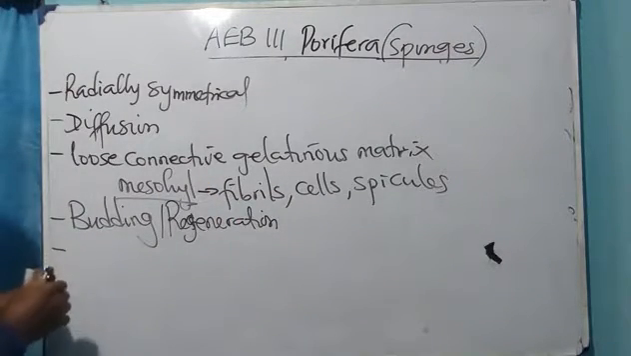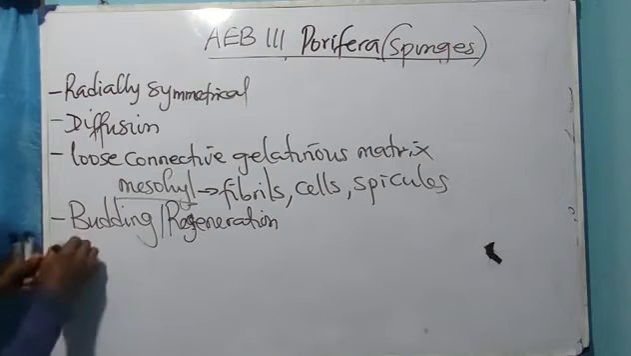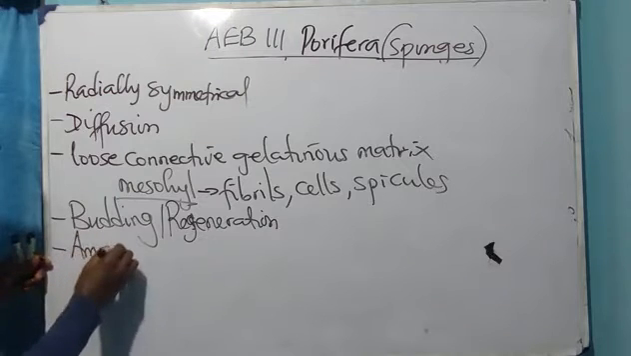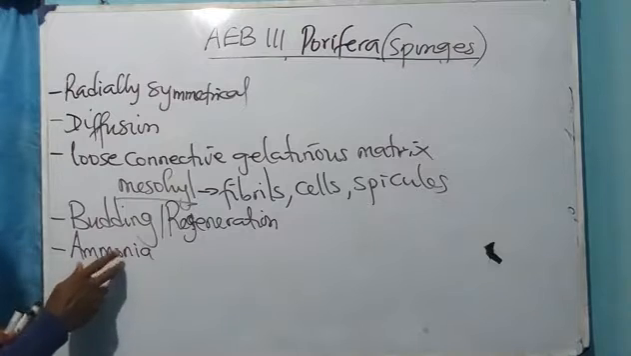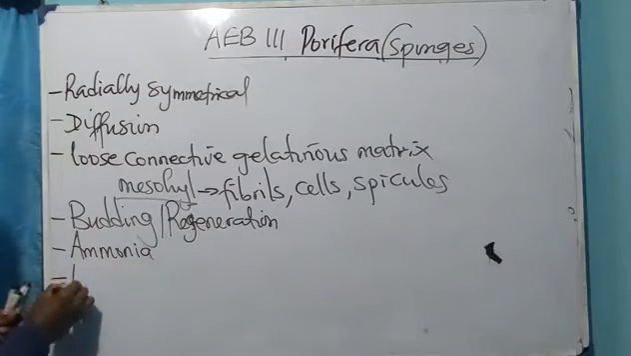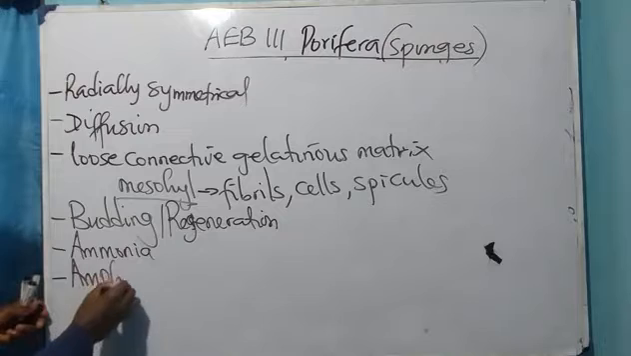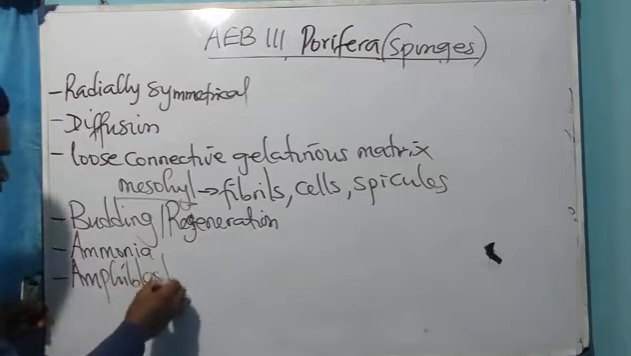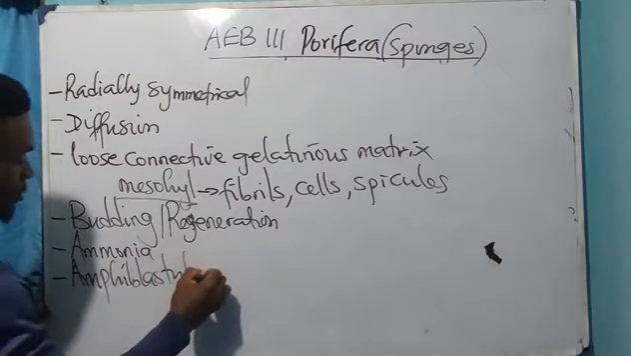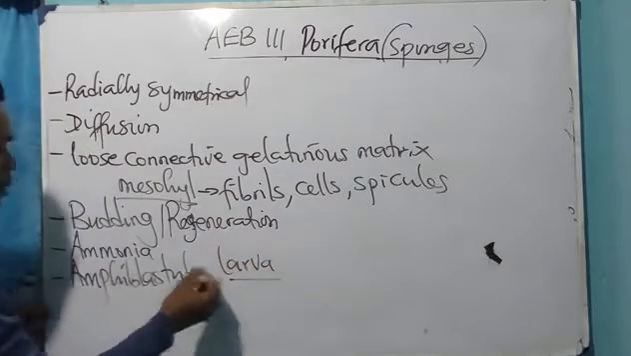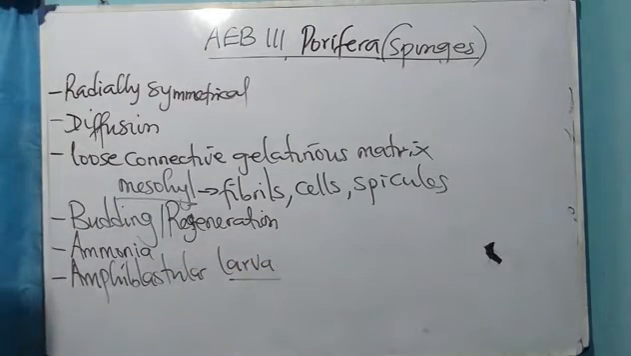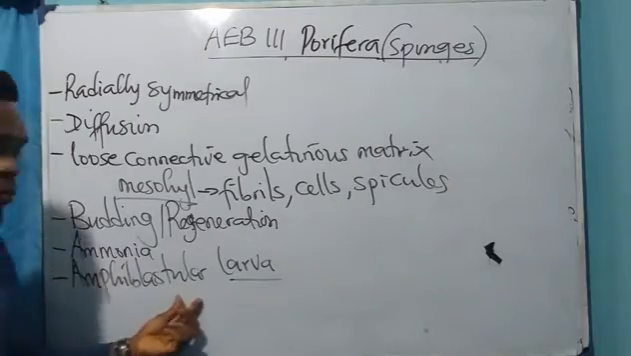Again, the major waste of sponges is ammonia. Take note of that. And their larva is the amphiblastula larva. The type of larva found in sponges is called the amphiblastula larva.